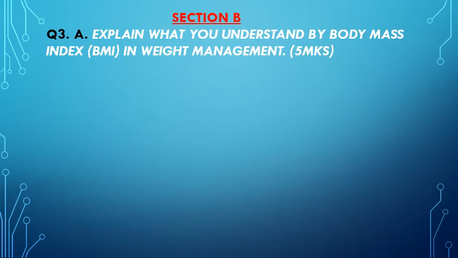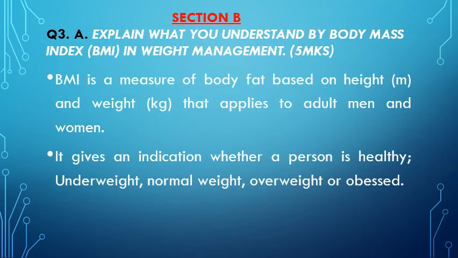Section B. The first question under section B says, explain what you understand by body mass index, BMI, in weight management. Now, generally, when we talk of body mass index, it is simply a parameter that is used to measure the body fat based on two aspects. The first aspect, your height, measured in meters, and your weight, measured in kilograms. And it applies only, I repeat, only to adult men and women.